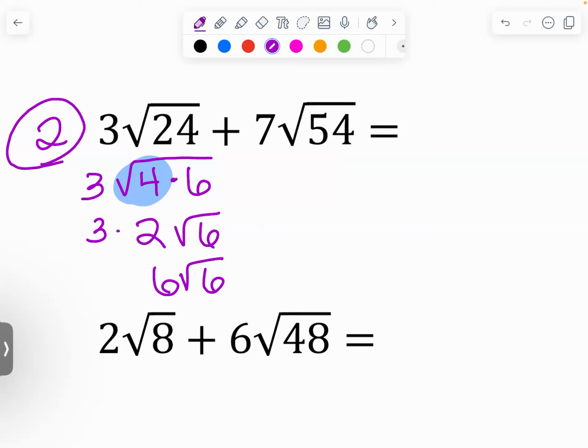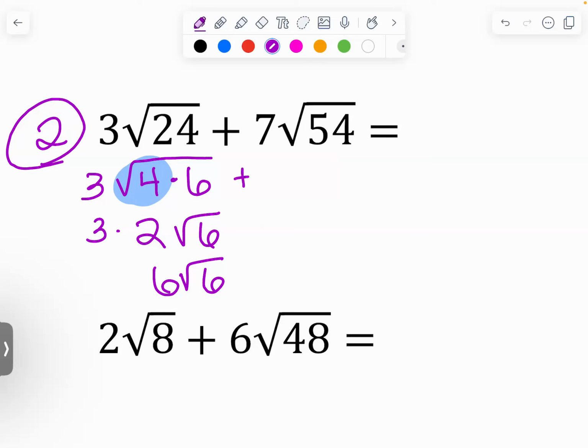Oh, yeah. Okay. What I'm noticing is we're having some issues with which number to bring out. We take the perfect square and we evaluate it. The square root of 4 is 2. So 2 is now outside of the radical. Okay.